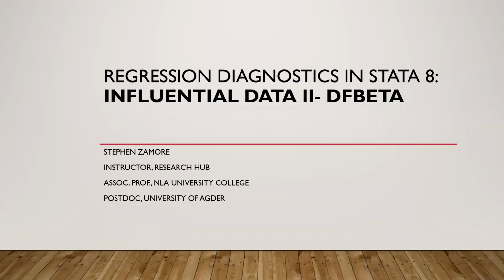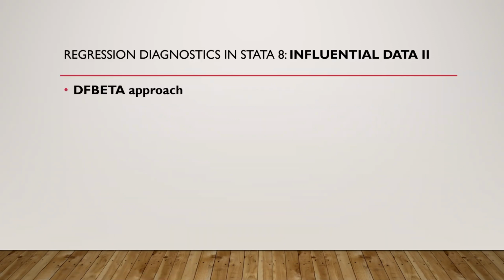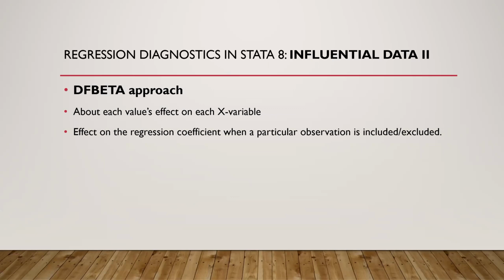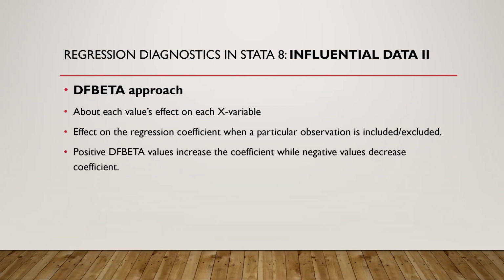Welcome to the second approach in detecting influential data in STATA, and that is the DFBETA approach. This approach is about the effect of each outlier or influential value on each of the X variables, in particular on the coefficients of the X variables. The effects on the regression coefficients have an impact when a particular observation is excluded or included, and there's a dramatic change in the coefficient size. So a positive DFBETA value will increase the coefficient while a negative value will decrease it.